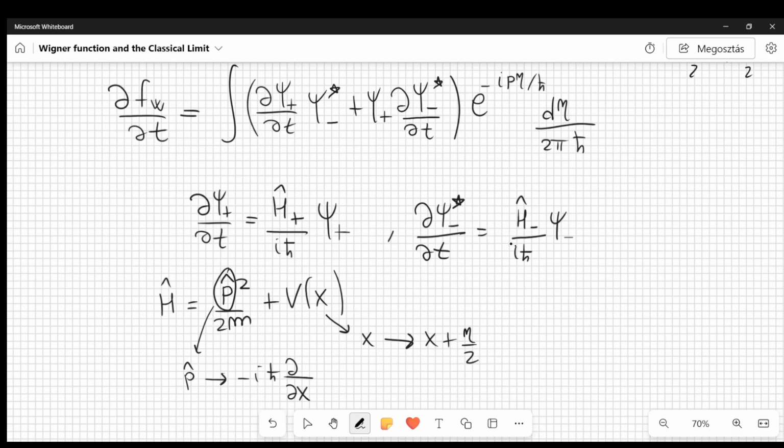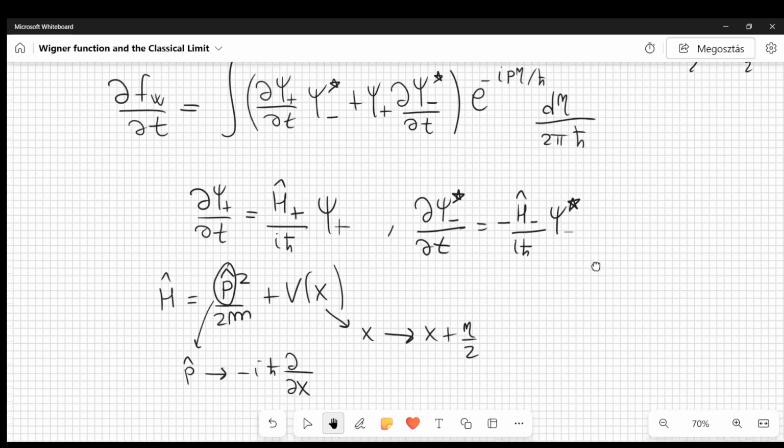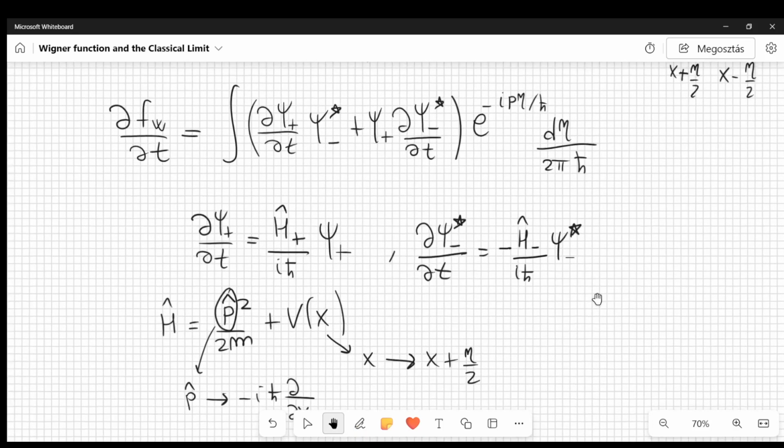But when we take the complex conjugate of this, we get a minus. So here, all in all, we get a minus. And we have to take the complex conjugate of psi minus as well. So this is what we can write, right? And the Hamiltonian, as you can see, is made up of two terms. One term contains the momentum operator, and the other term contains the potential energy.